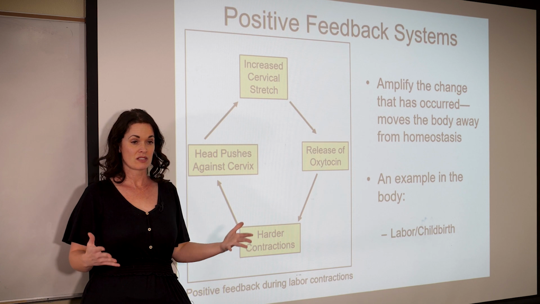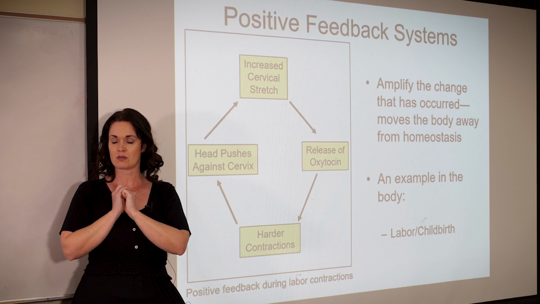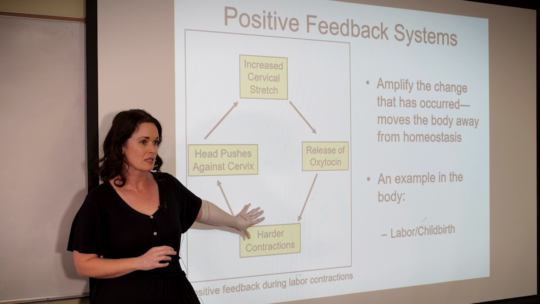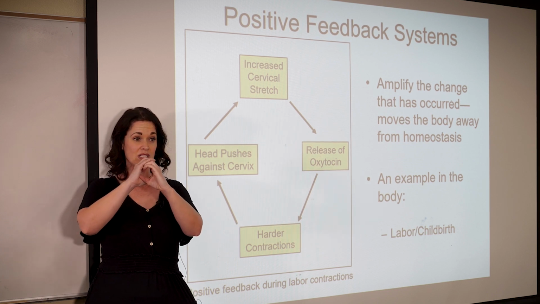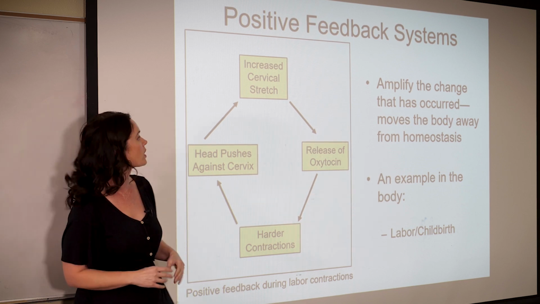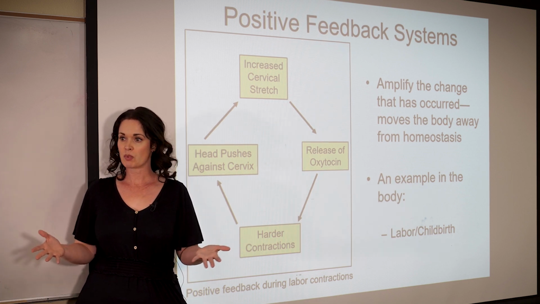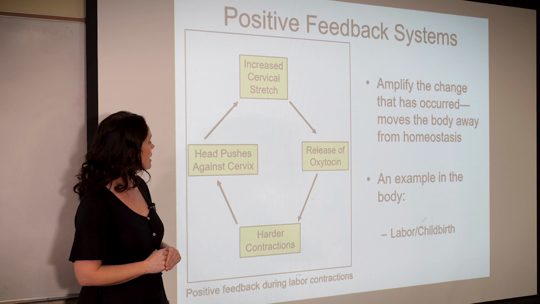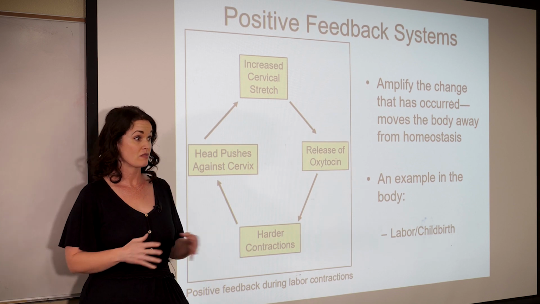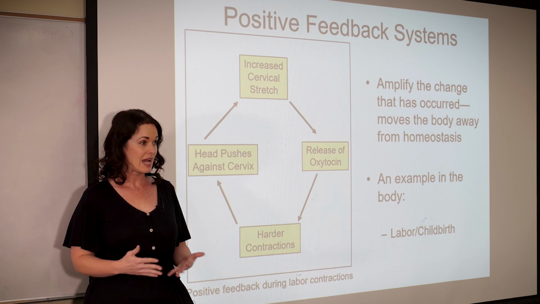The change was that the cervix started to stretch. Negative feedback, when that happened, would have caused it to go right back down to its normal size. But because this is positive feedback, when the cervix stretches we initiate a change that causes it to stretch more, and more, and more, until the cervix has stretched to the point that the baby can pass through the vagina and be born. This is a very specific situation in the body where positive feedback has to regulate it.